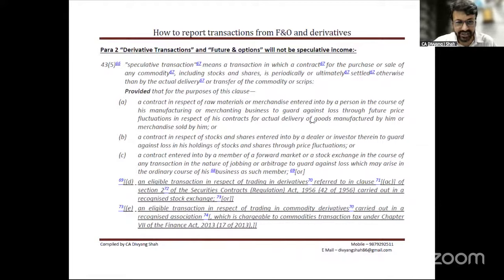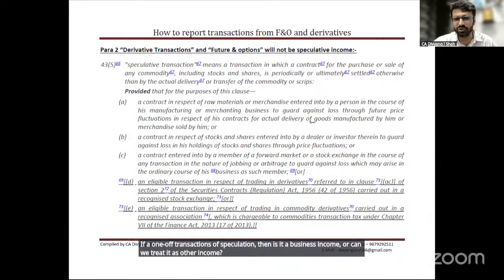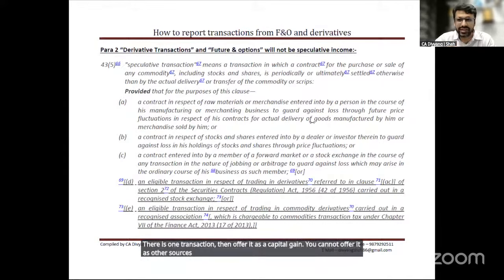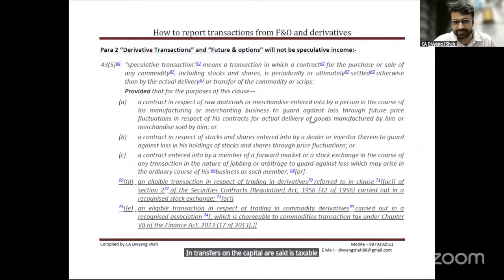Okay, lots of questions are there. If it is a one-off transaction of speculation, then is it a business income or can it be treated as other income? Okay, if only one transaction of speculation is there, then don't go for other income. Offer it as a capital gain. You cannot offer it as other sources because that is a capital asset, and transfer of a capital asset is taxable as a capital gain.